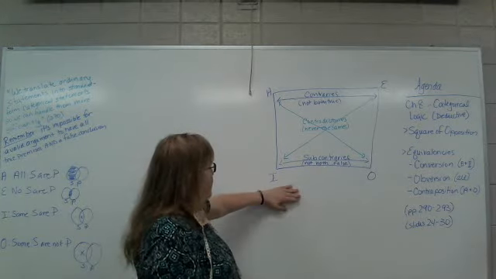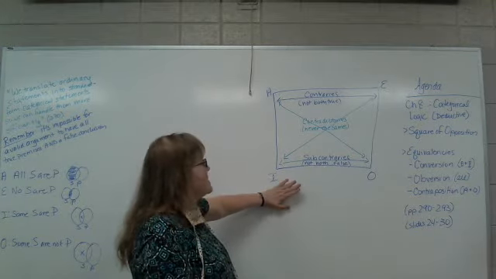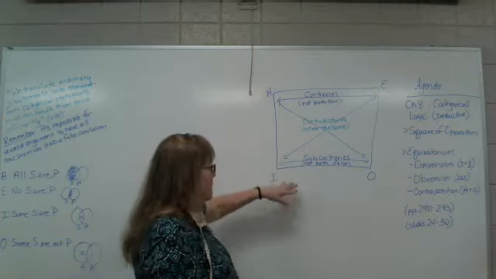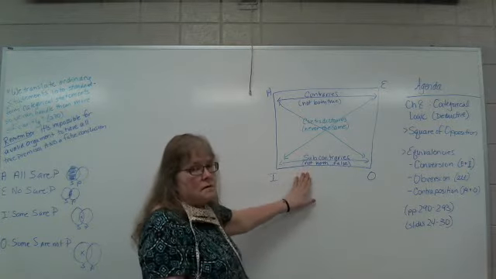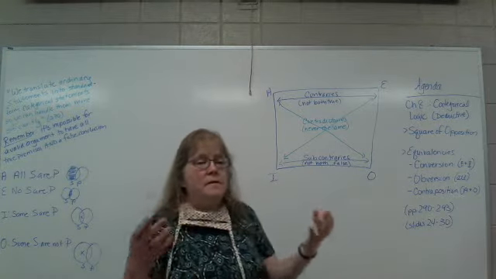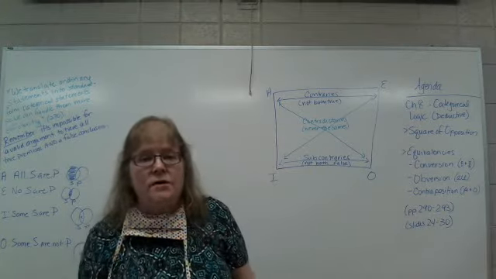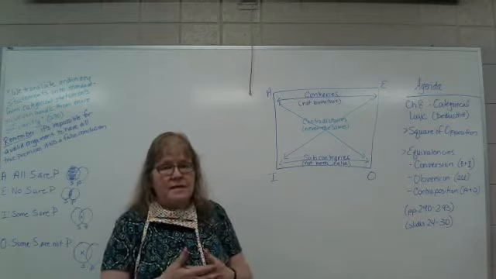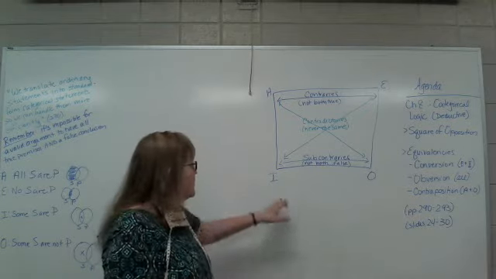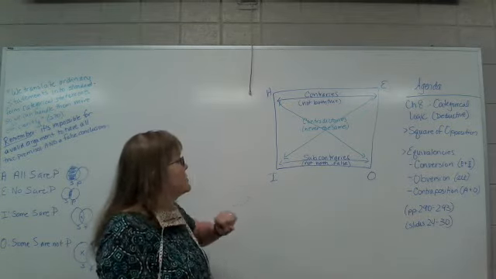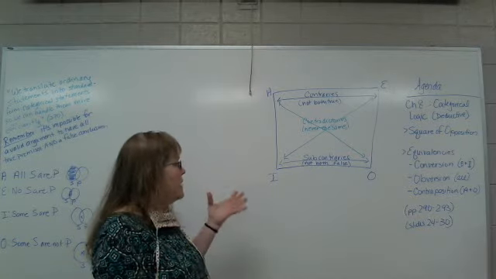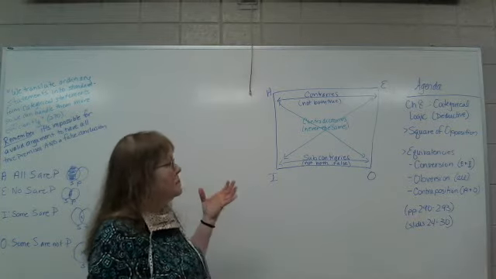The bottom half, the I to O, are subcontraries. They're on the bottom. They're not both false. So some S are P, some S are not P. They can both exist at the same time. They can both be true. They just can't both be false.